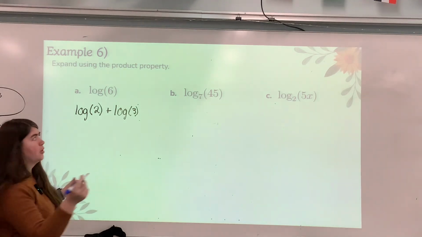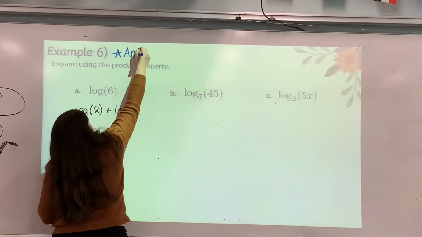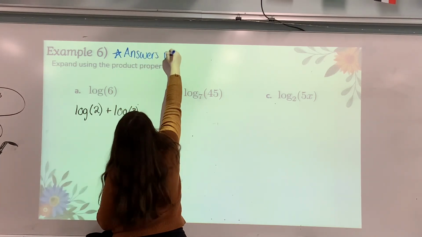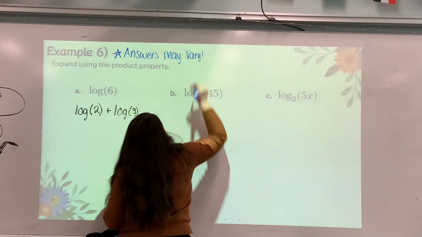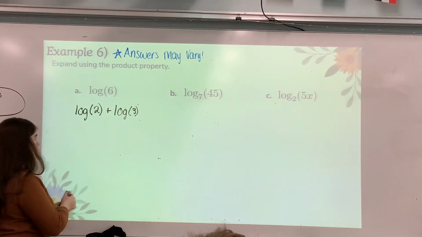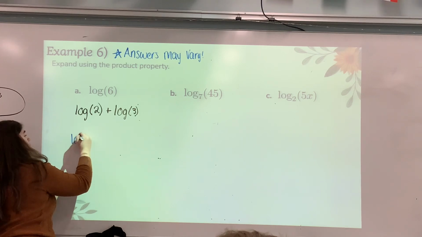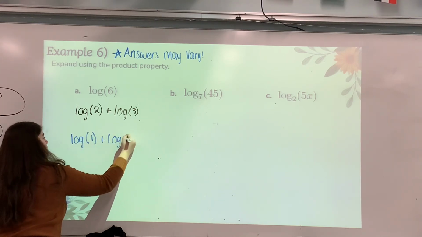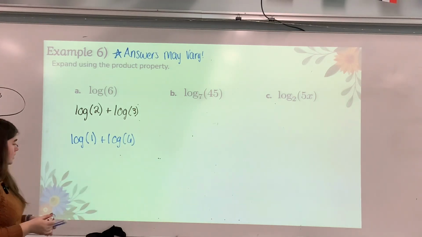So an important note to make, that your answers may vary. We should just do 2, 3. You don't get answers very often. That's true. We can write down the other option here. So you could have log of 1 plus log of 6. You could have that.